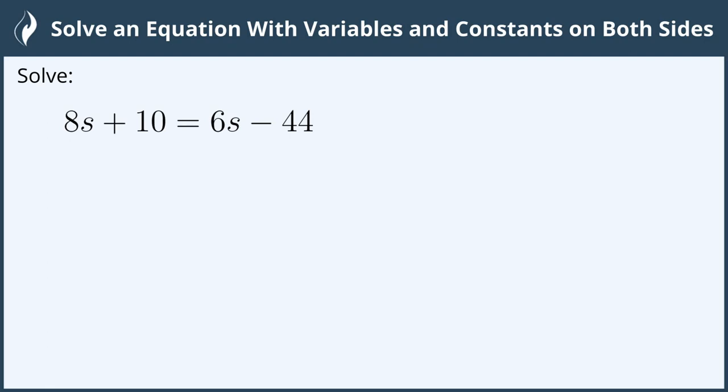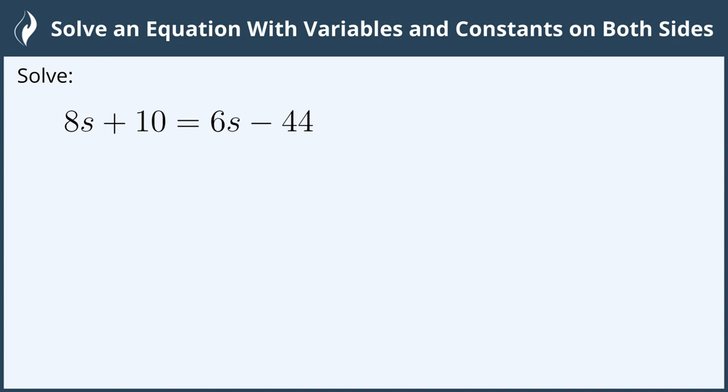Hi everyone. In this video, we will solve an equation with variables and constants on both sides. Here we have 8s plus 10 equals 6s minus 44. Our goal is to combine all of the variables on one side of the equation and all of the constants on the other side of the equation. And it doesn't matter, we can pick either side.